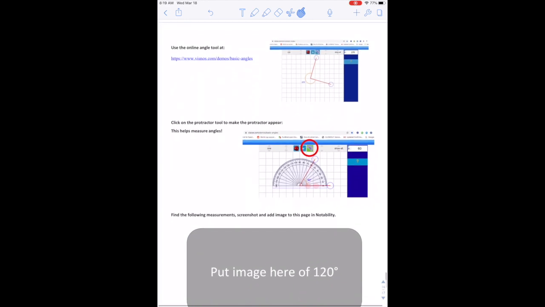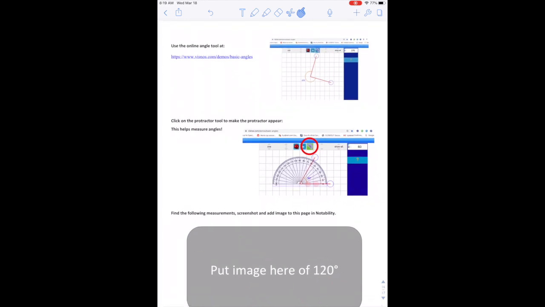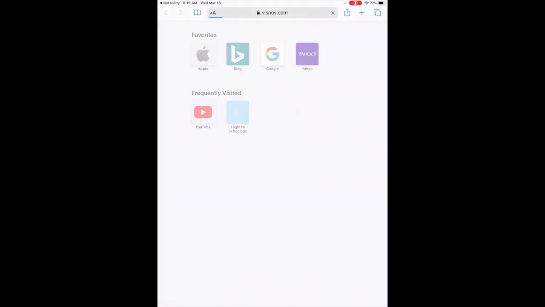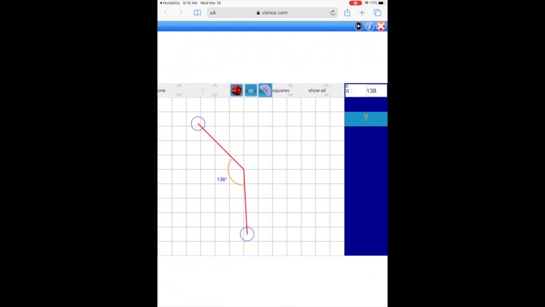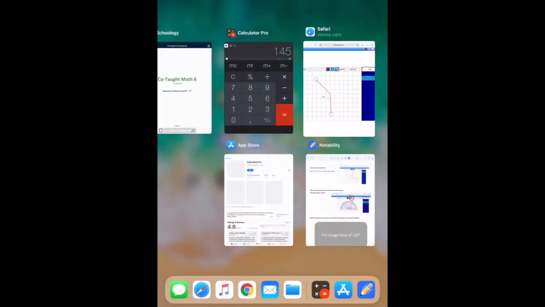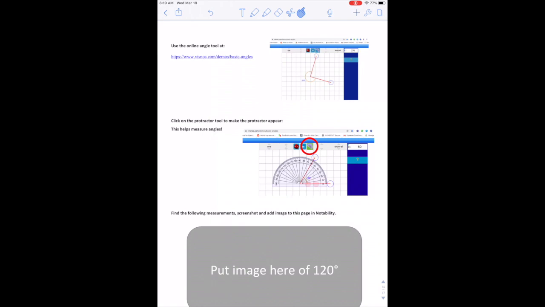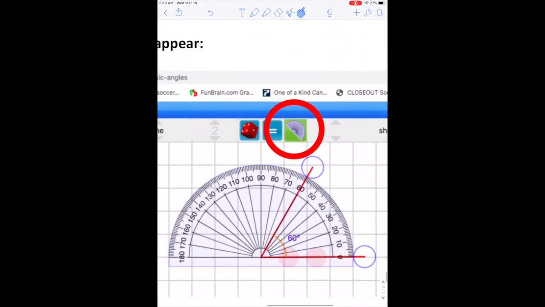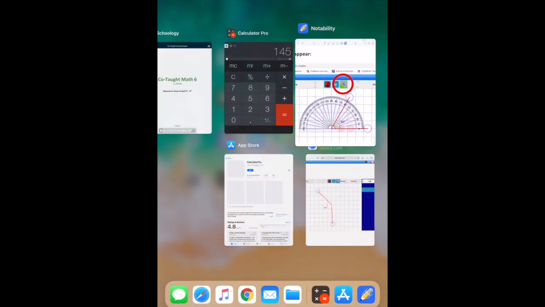So there is a link to this website that you are going to click on, open in Safari. So this blue link here, go ahead, click. It says open in Safari. It's going to take you to a page where we practice working with angles. You'll see in the directions I put, you're going to want to make sure to click on this measuring tool. This is called a protractor, and this is what we use when we measure angles. So make sure to click on that protractor tool, because that'll make the protractor pop up.